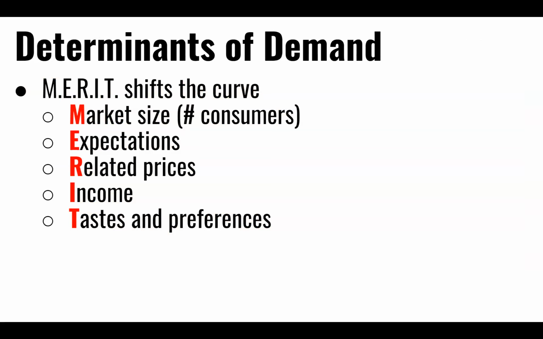The mnemonic to help us understand the determinants of demand and when there is a shift is known as MERIT. So we're looking at market size, that is the number of consumers who want to buy the good, our expectations, related prices, income, and tastes and preferences.